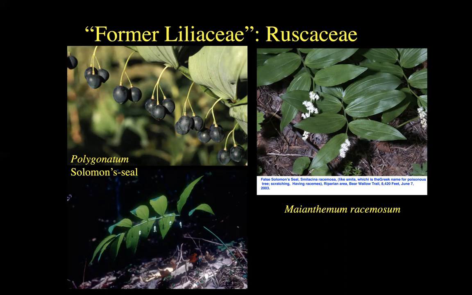So here's some photos of some of the native species here in Colorado. So one of the new families that's split out from the Liliaceae is the Ruscaceae. And we have Polygonatum or Solomon seal and Maianthemum racemosum. Here in the photo, they call it Smilacina. That's the old name. These are lovely understory kind of montane forest species.